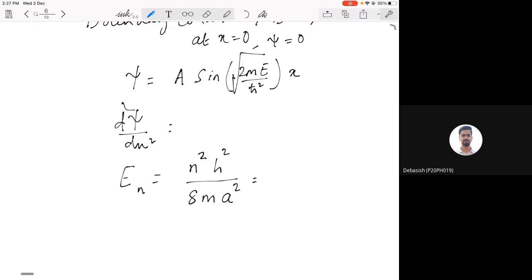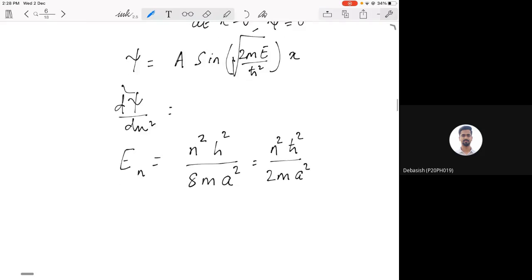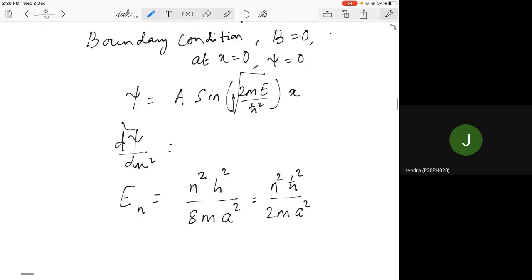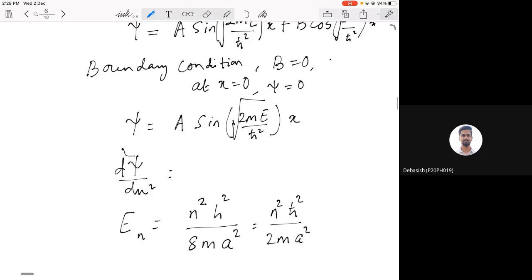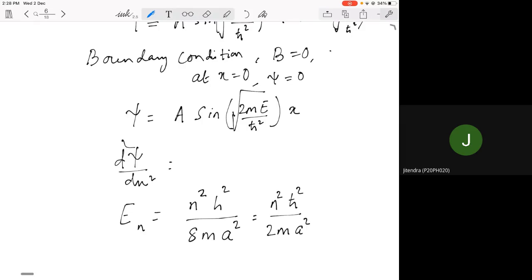Or if I write it down in terms of h cross square, it will be n square h cross square by 2m a square. Is it correct or not? Yes, sir. In the second term, there is a pi square. n square is with pi square. Pi square is missing. That is true, so you'll have a pi square term. So h cross, yeah, right.